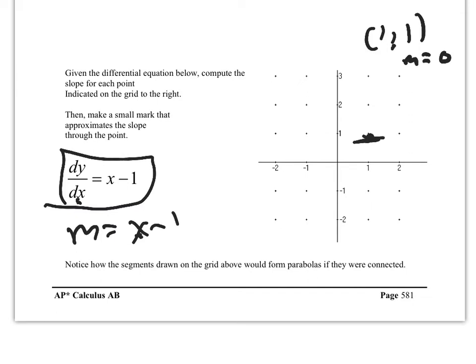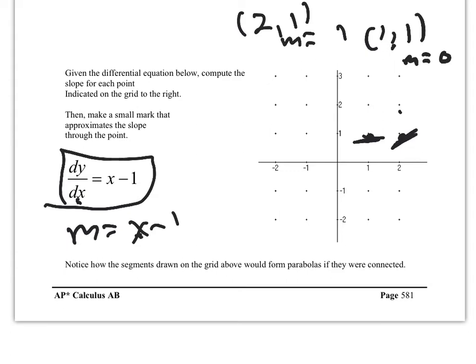Let me try the one next to it, at 2, 1. What's the slope at 2, 1? That slope is a 1. So I go to 2, 1, and I go rise up 1, 1 to the right, 1 up, 1 right, rise over run. That looks like this.